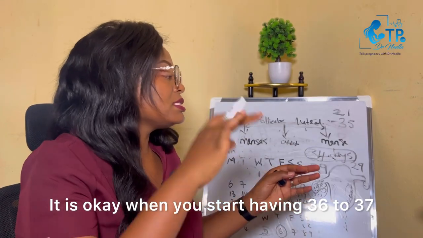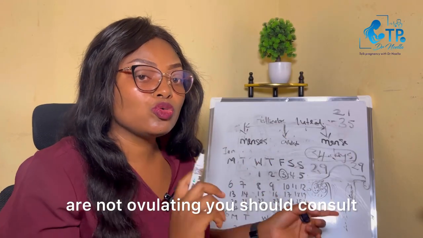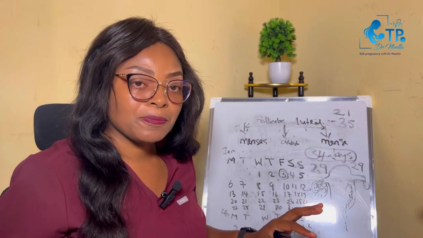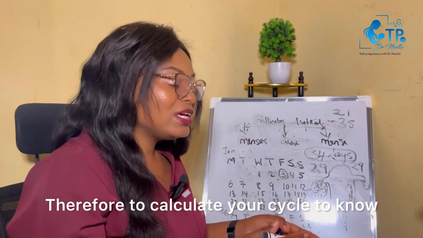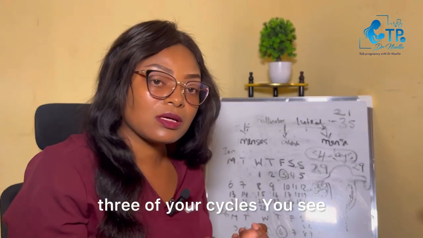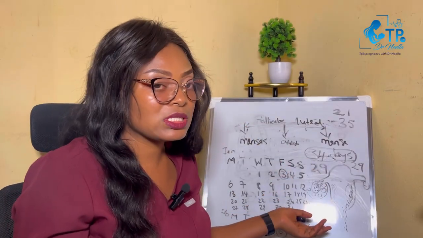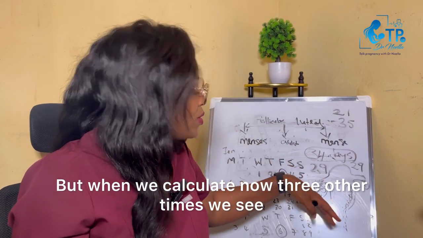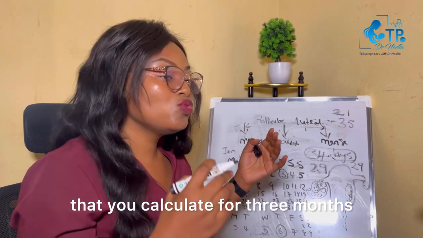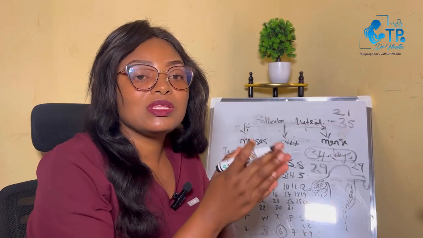When you start having 36, 37, 38 days, it means maybe sometimes you are not ovulating. You should consult. And if you have a cycle of less than 21 days, you should consult. Therefore, to know your cycle, it is the average of at least 3 of your cycles. If we just considered one, we would have said our cycle is 34 days. But when we calculate 3 other times, we see that it is a 29-day cycle. So it's important that you calculate for 3 months. You should have 3 cycles to know the average.